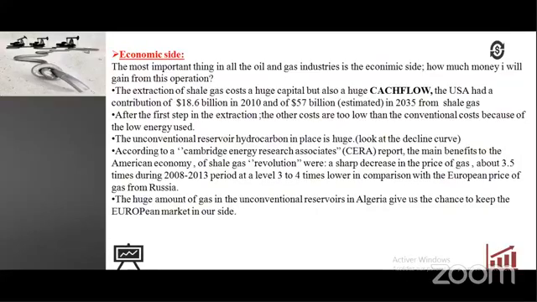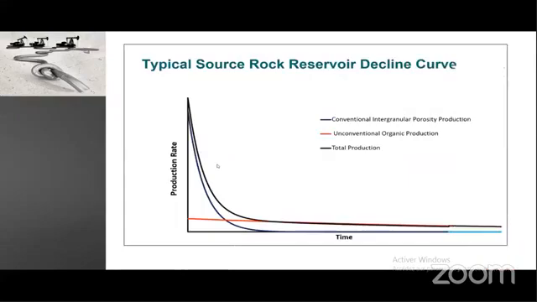According to a Cambridge Energy Research Associates report, the main benefits to the American economy of the shale gas revolution were a sharp decrease in the price of gas, about 3.5 times during the 2008 to 2013 period, at a level 3 to 4 times lower in comparison with Europe's price of gas from Russia. The huge amount of gas in the unconventional reservoirs in Algeria gives us the chance to keep the European markets on our side. This is a typical resource rock reservoir decline curve.